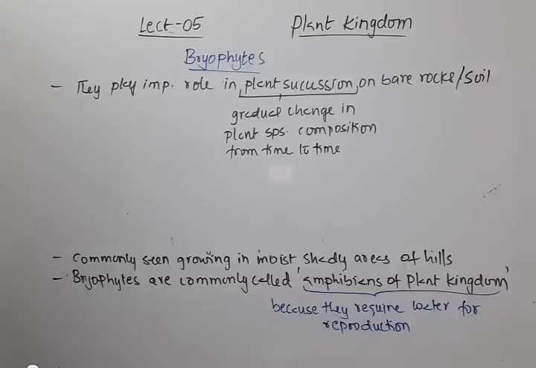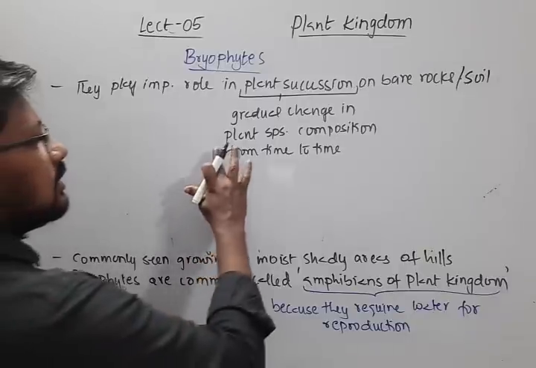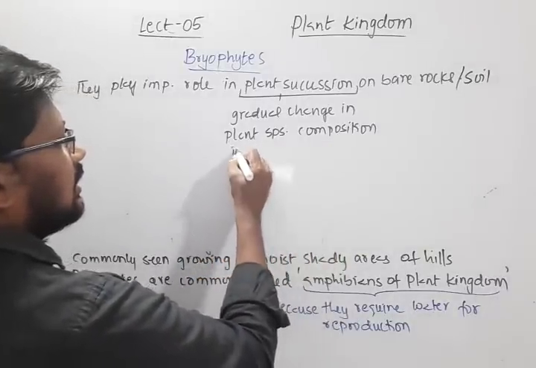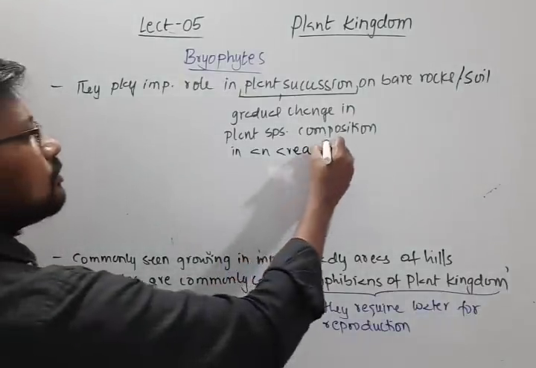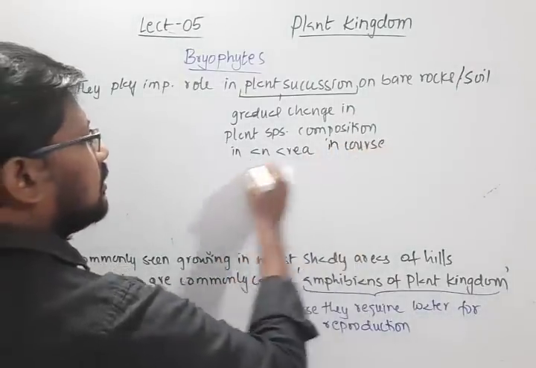First algae and bryophytes may grow, then later they will be replaced with herbs, and then replaced with shrubs, and then finally they may be replaced with tall trees. That's what we call a gradual change in plant species composition in an area in course of time.